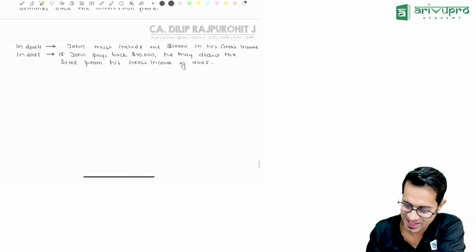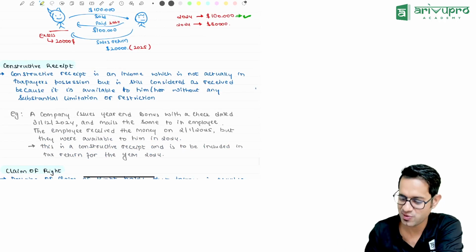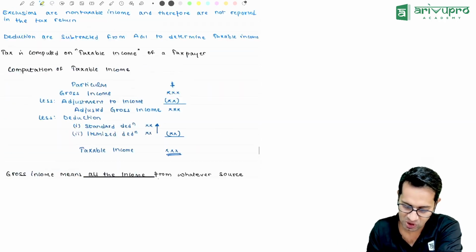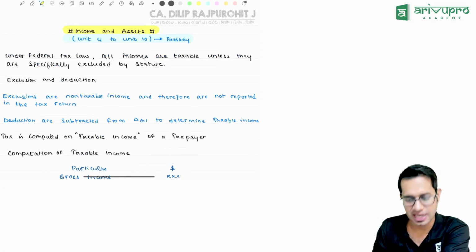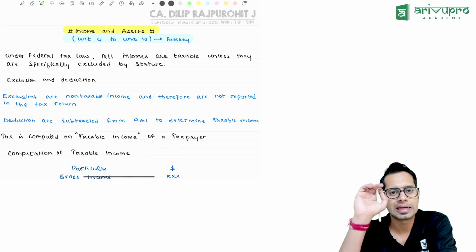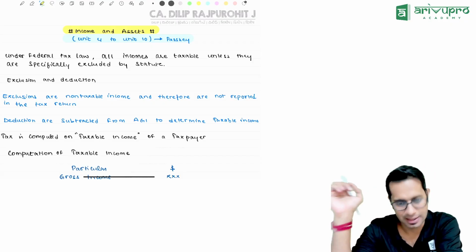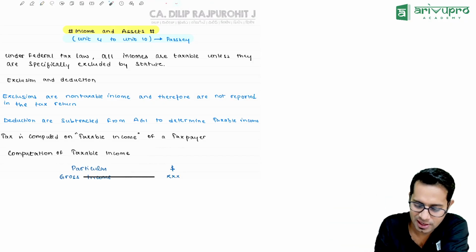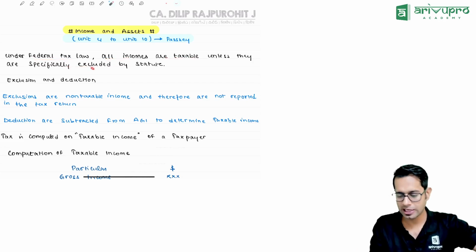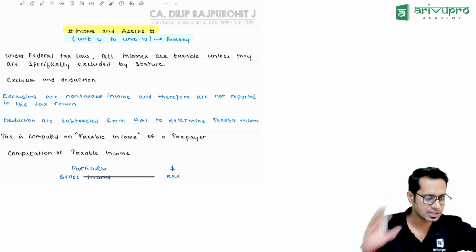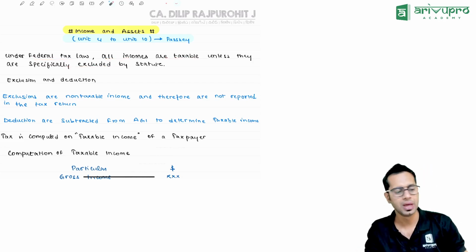Friends, welcome back. In our previous class we had started a discussion on a topic called income and assets, wherein we started the first topic, unit number 4, which is taxable and non-taxable income. So what did we discuss, sir? Federal tax law says that all incomes are taxable unless they are specifically excluded by the statute. So unless the government is specifically excluding any income, that income will be taxable. You'll have to pay tax on that income.